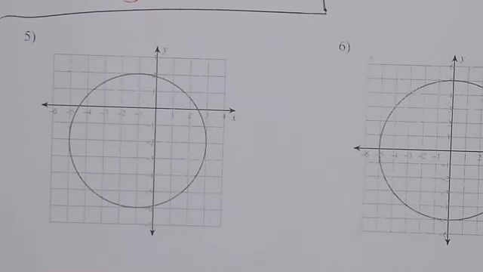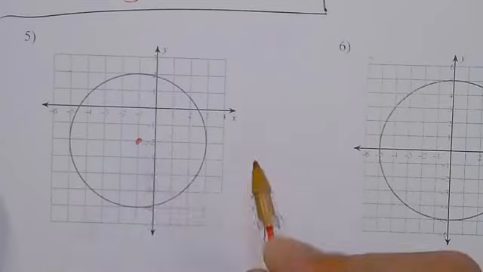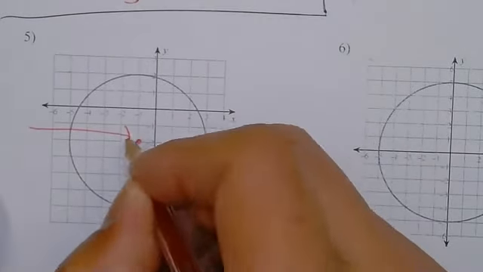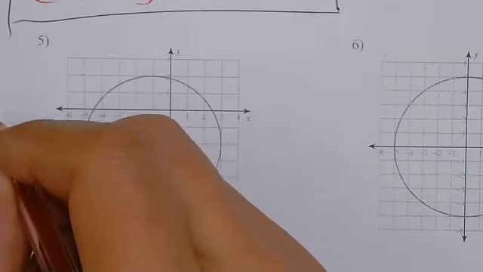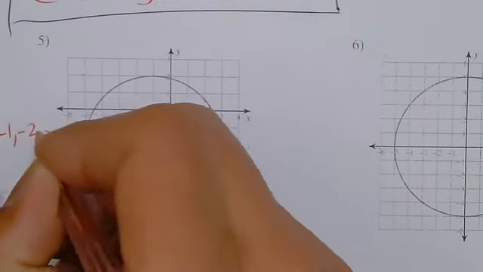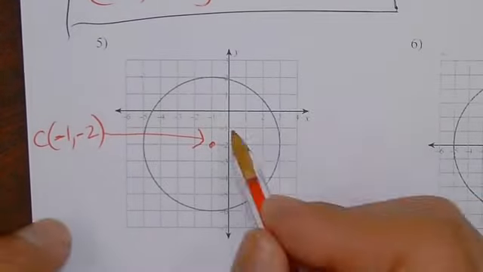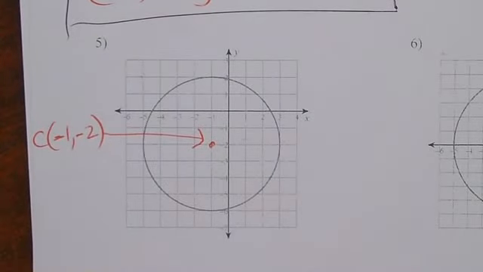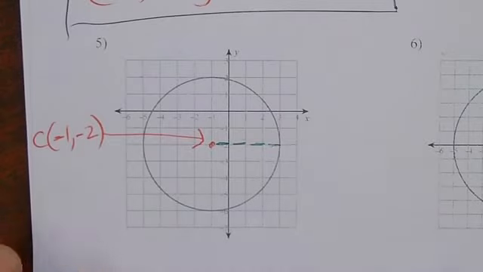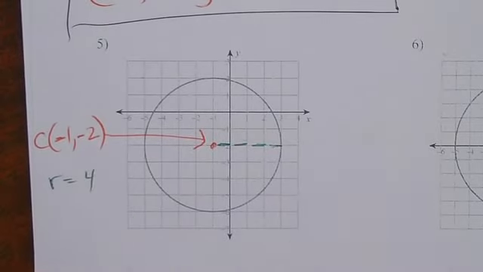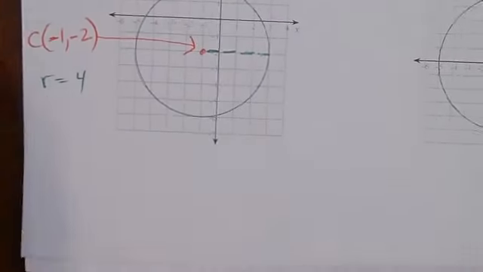All right, let's do the last two very quickly. Number 5 here. It doesn't give you the center or the radius, but you have to find it. Okay, the center is, I think it's right here. I got -1, -2. Is that what you guys get? Yeah? Okay. That looks about right. That's the center, -1, -2. Okay, and the radius is not 3. It is 1, 2, 3. I got 4. The radius is 4.